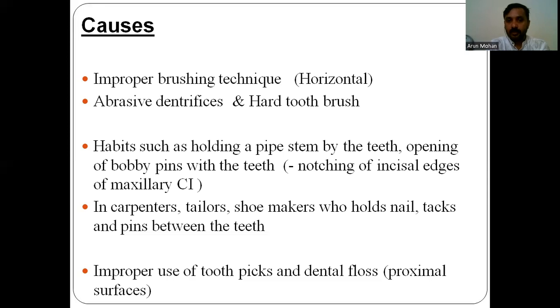Carpenters, tailors, shoemakers, etc., who hold nails, pins, etc., between the teeth can have a typical abrasion of one particular area of the tooth where they are holding these needles. So such habits can also cause abrasion. Improper use of toothpicks, dental floss, etc. can also lead to abrasion.